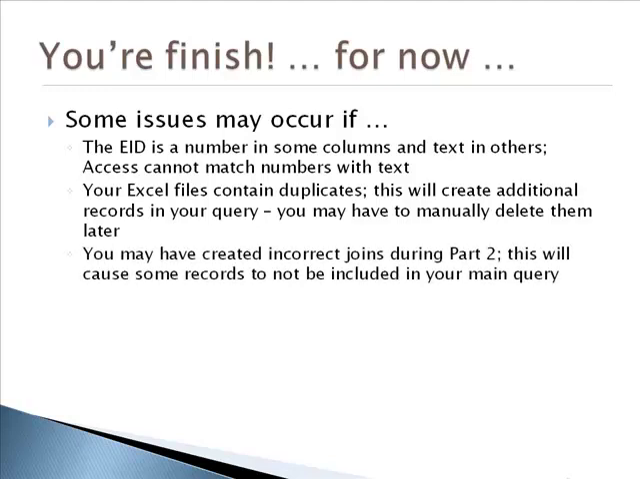You may have created incorrect joins during part 2. This will cause some of the records to not be included in your main query. So if you're expecting 200 records and you only have 50, it's probably because you made an error when you were joining the tables. Another issue that is very hard to find is when two employees have the same EID.